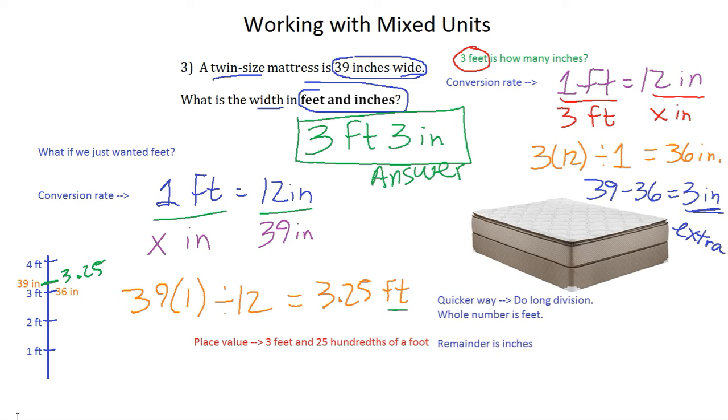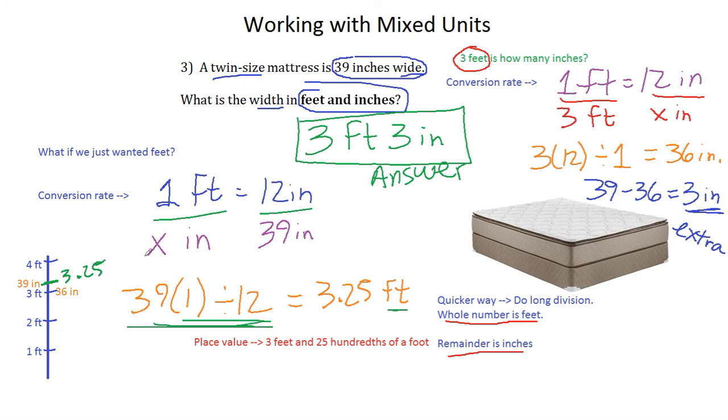So the quicker way to do this is going to involve long division. Quicker way here is to do long division, and we can borrow the calculators for this, but the calculator is going to tell us 3.25, and we're going to go no, we don't want a decimal, we want a whole number, and then we want a remainder. So the thing to realize is that your whole number is going to be the feet, and your remainder is going to be the number of inches. So if you remember how to do your long division, overall, we're doing 39 divided by 12.